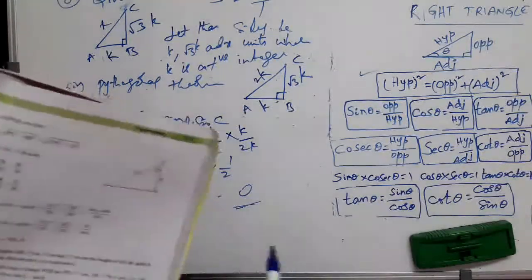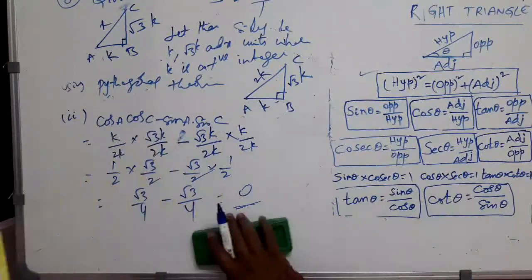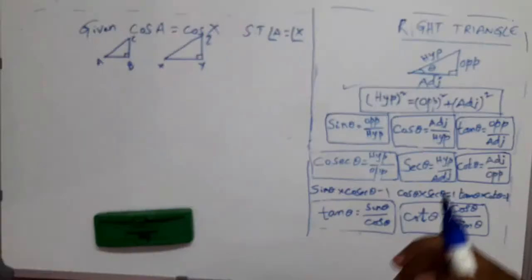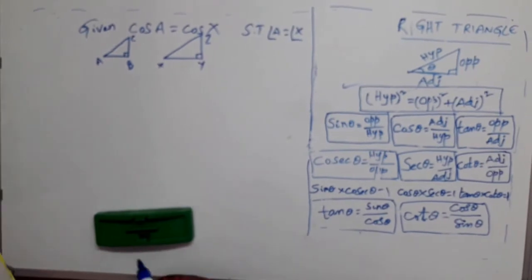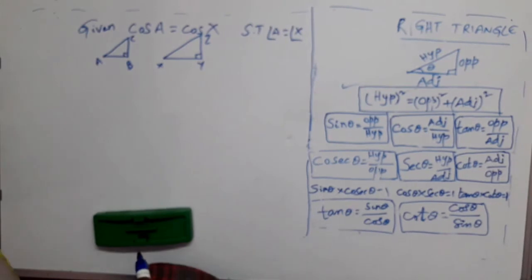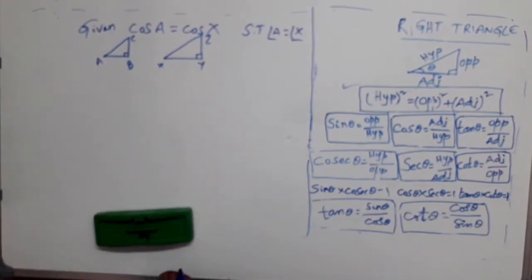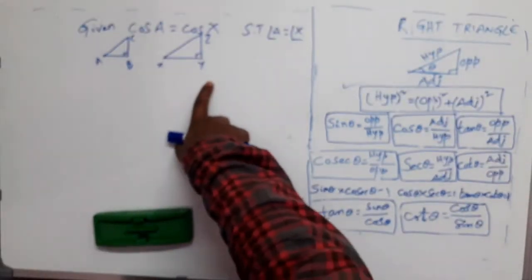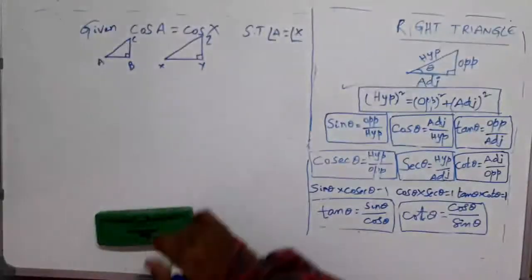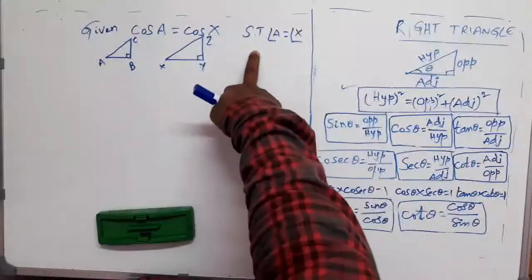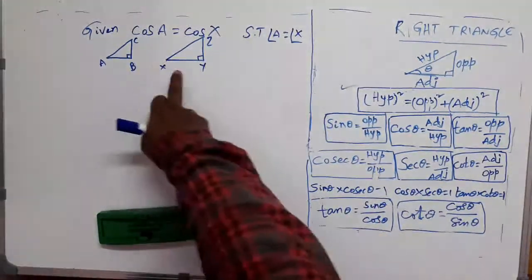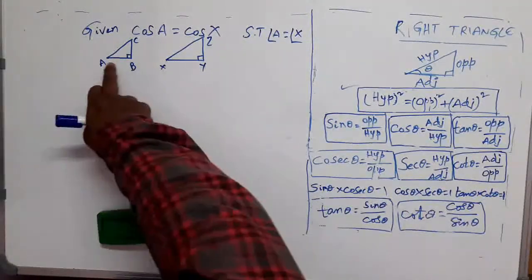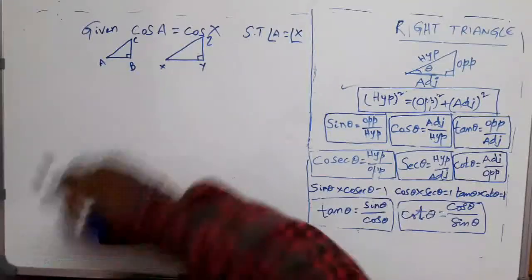Now let us see question number 6. Yes, in this question, what is given? In triangle ABC and triangle XYZ, cos A is equal to cos X, that is given. You are supposed to show that angle A is equal to angle X. You are supposed to show that these two angles are equal. This is angle A, this is angle X, right?